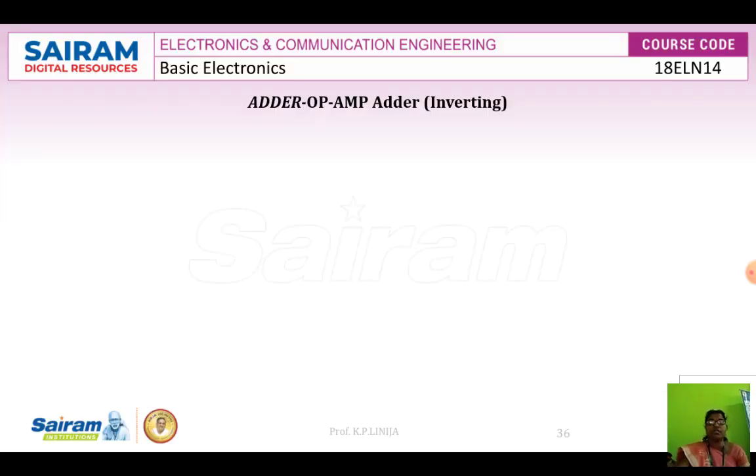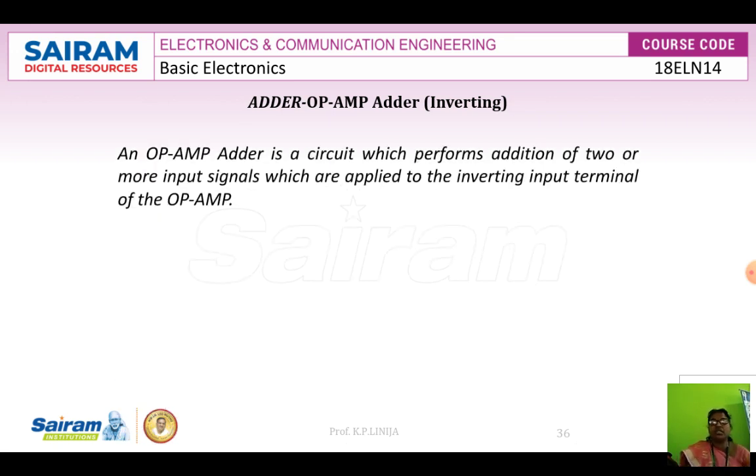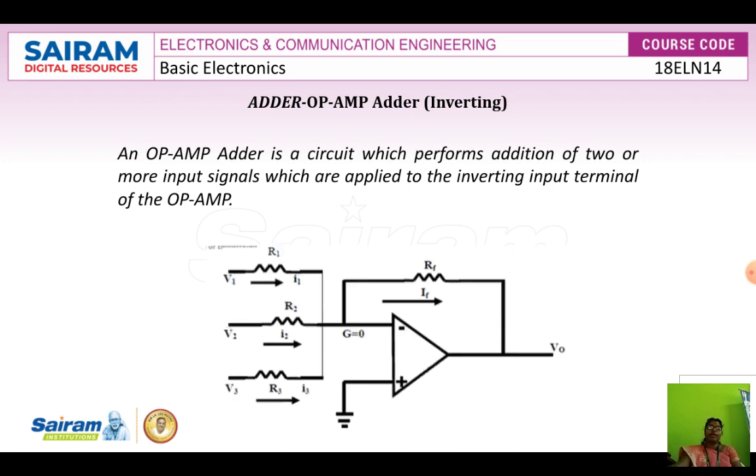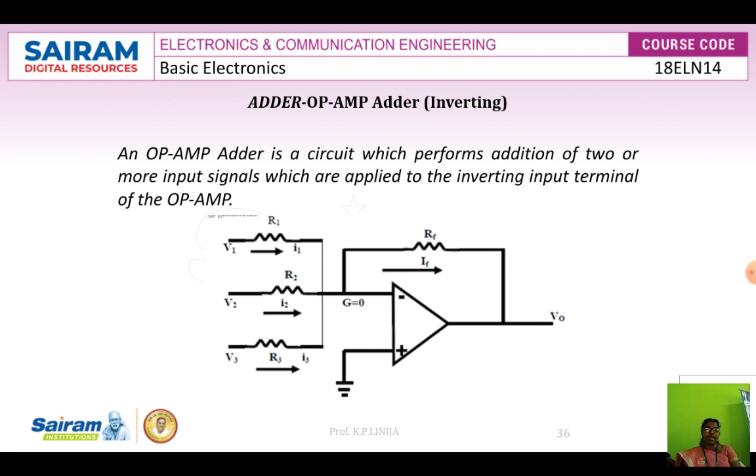First we will see what an op-amp adder is. This adder is sometimes called a summer. It is a circuit which performs the addition of two or more input signals. Since we have taken an inverting op-amp adder, the input is applied to the inverting input terminal. Then let us consider the diagram.